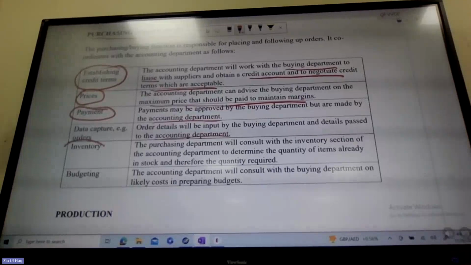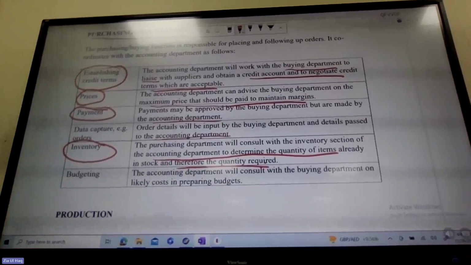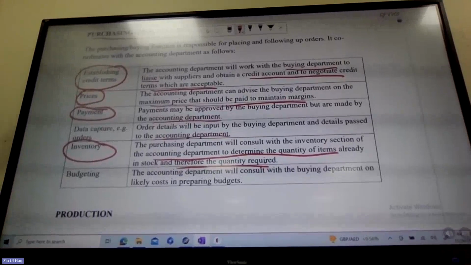And the inventory department as well. The purchase department will consult with the inventory section of the accounting department to determine the quantity of items already in store and therefore the quantity required, so that they can decide how much inventory we should buy.